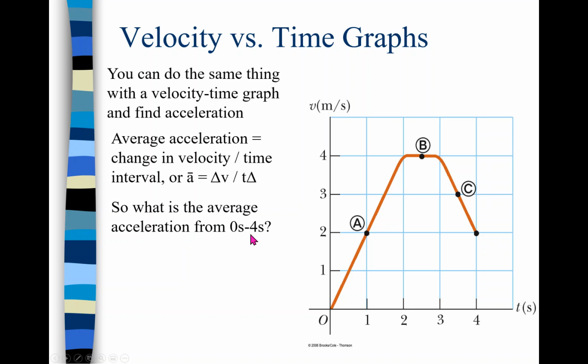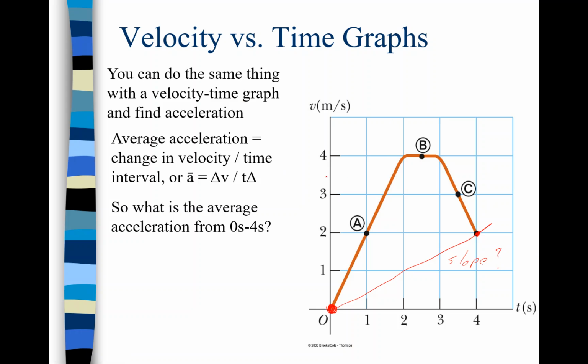So what is the average acceleration from 0 to 4 seconds? Now be careful, this is a little bit sneaky. I did chop this up into sections. So from 0 to 4, let's see how straight a line I can draw with this thing. That's pretty good, actually. So what is the slope of this line here? Slope is rise over run.